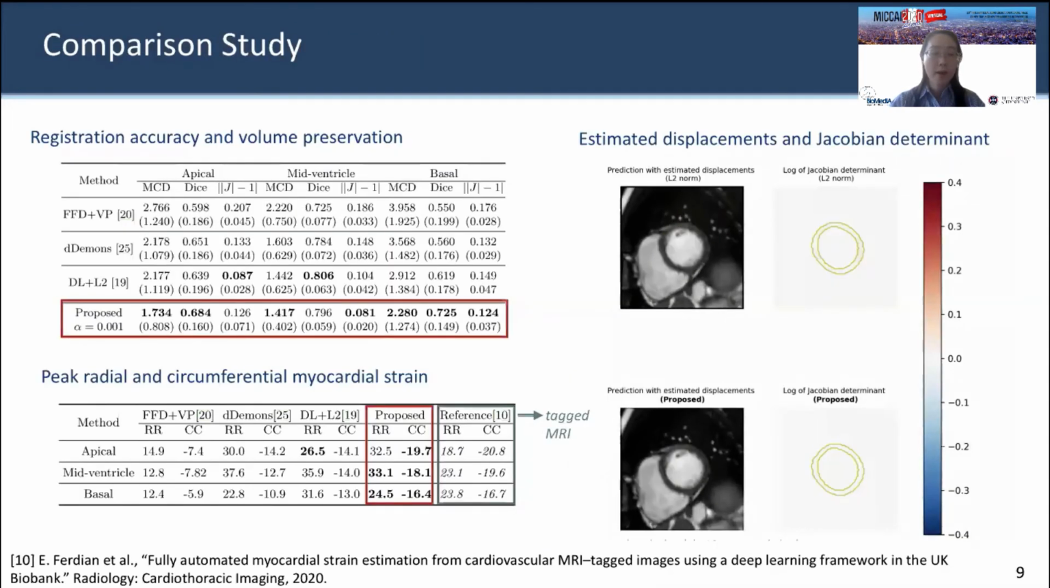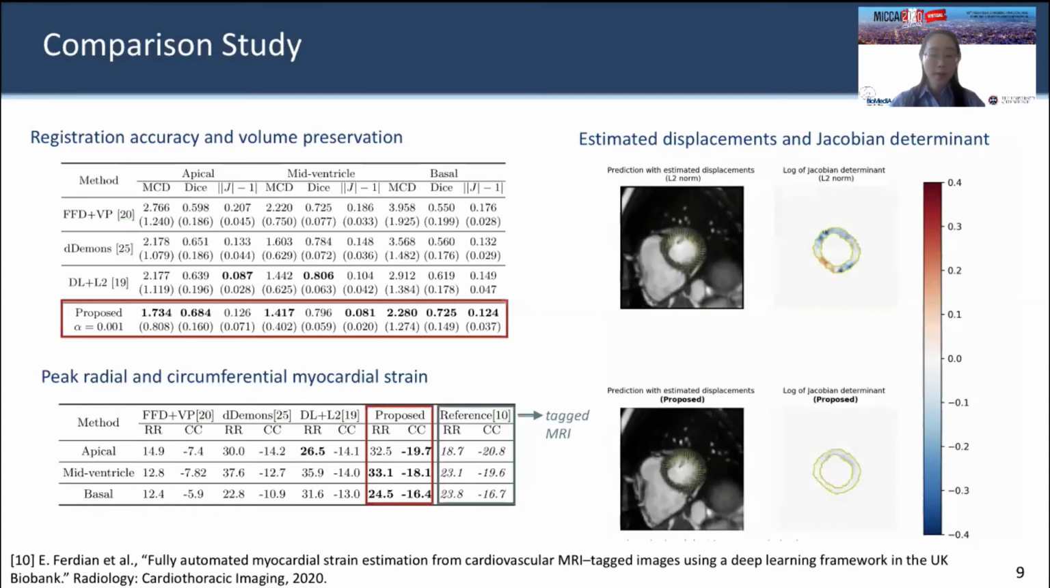Furthermore, we compare the proposed method against some of the state-of-the-art approaches, such as the free-form deformation with volume preservation, the diffeomorphic demons, and the deep learning with the smoothness penalty. We first compare them in terms of the registration accuracy and the volume preservation. Here, it can be observed that when the volume preservation is in a similar range, our proposed method can achieve a better registration accuracy, especially on more challenging slices.